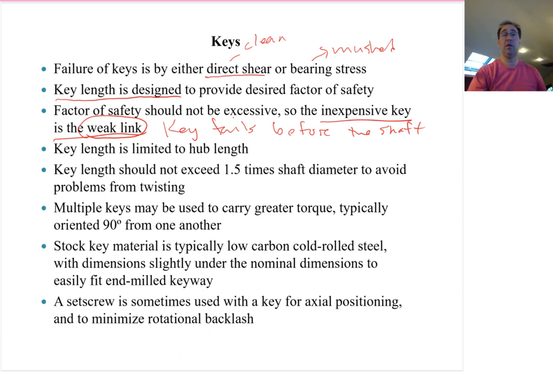The key length might be limited, and they give you some guidelines for that on avoiding too long of a key based on the shaft diameter, and how to place additional keys 90 degrees from each other here. And typically key stock is readily available, and if you need to, you can set screw that sucker in to place it, but that's not always necessary. Sometimes these things have a tight fit, so you actually have to tap the key in, and they're usually held pretty securely, but you certainly don't want the key to go flying off the shaft once it starts rotating.